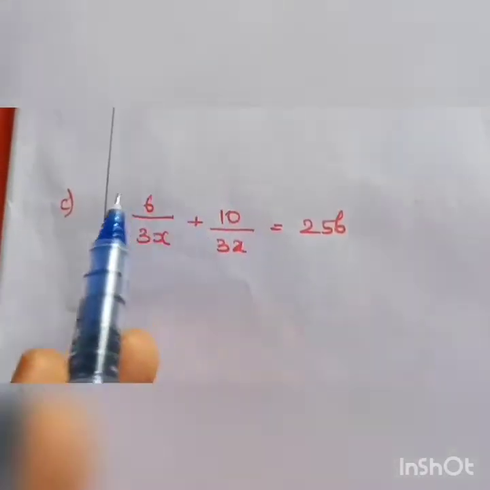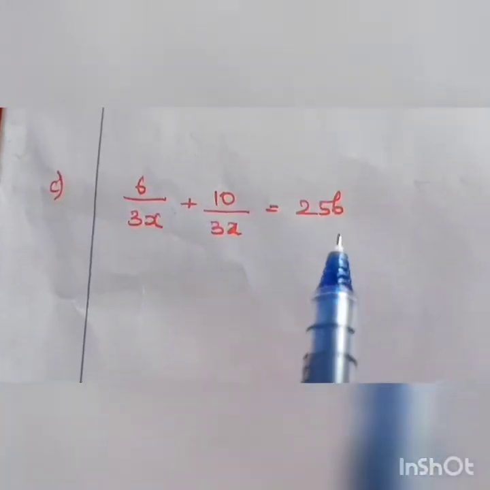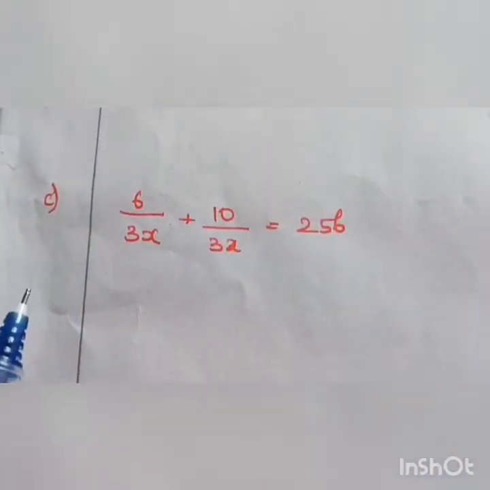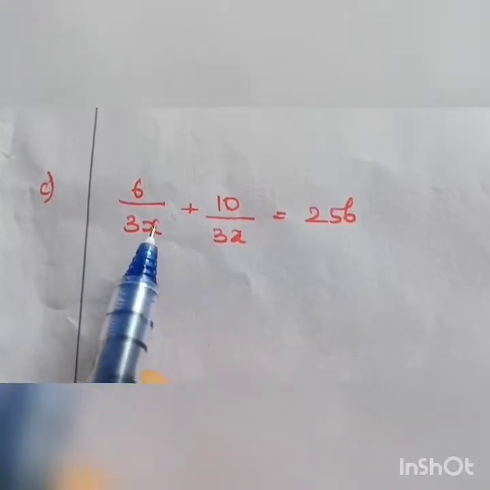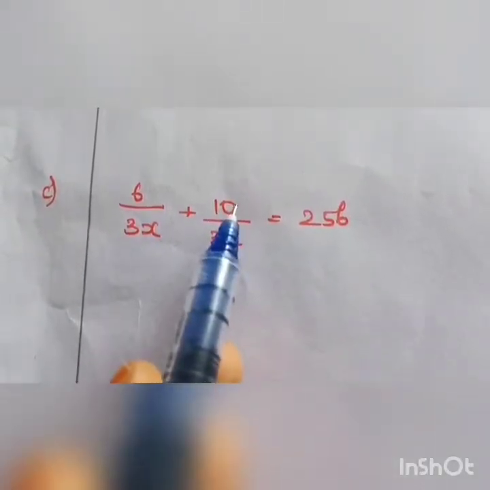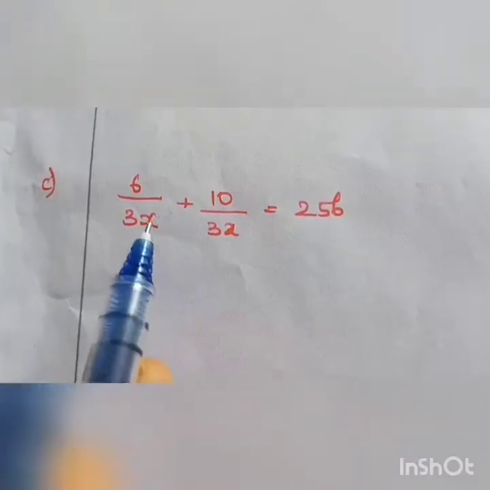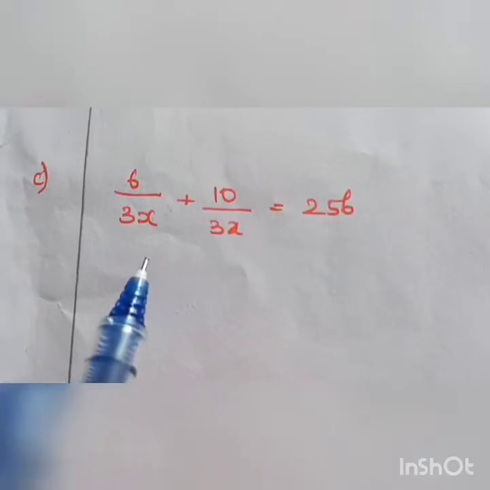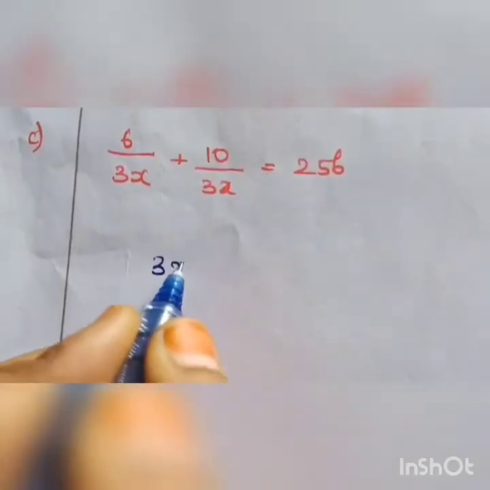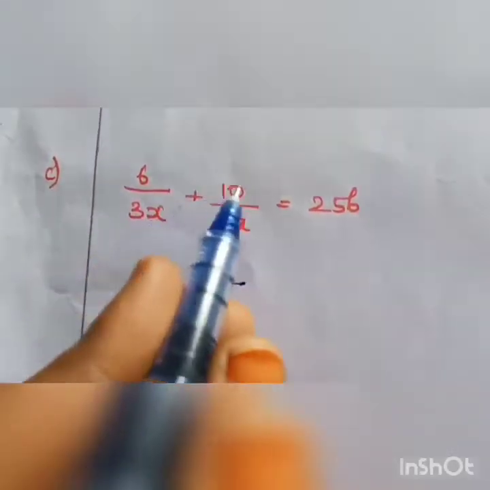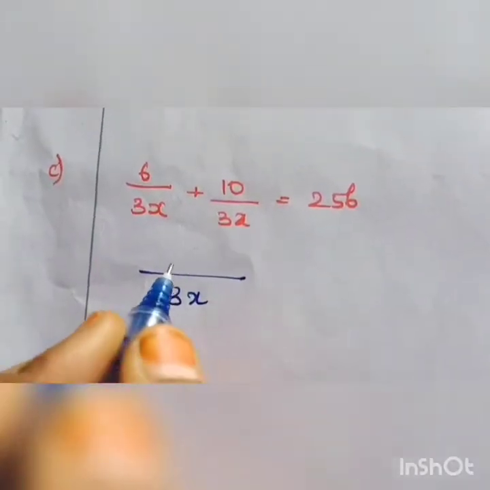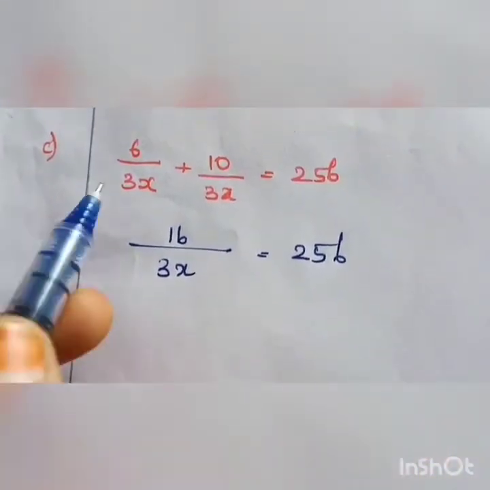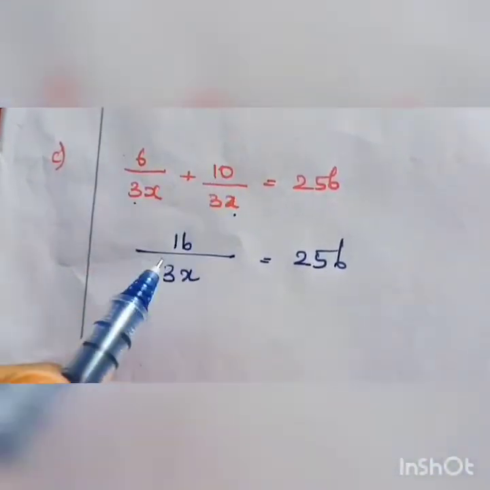See, in the LHS you have two terms. In the RHS we have only one term, which is a constant term, isn't it? In the LHS we have two terms. If we want to add the numerators, the denominators should be the same, isn't it? See here, are the denominators the same or not? Yes, it is the same only. So if the denominators are the same, we can add the numerators. 6 plus 10 is what? 16, isn't it? So the denominator is the same, so we just added the numerators.